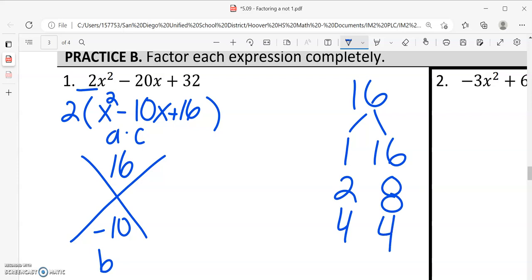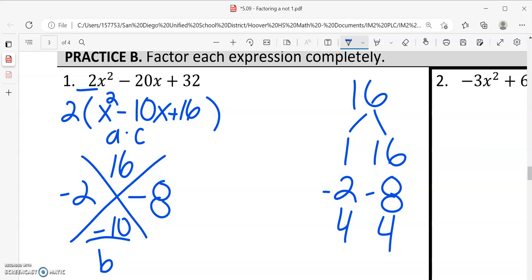There's our factor tree. How do we get to 10? 8 plus 2, right? But we want to get to negative 10. So what must our numbers be? They're both negative. Okay, because if they're both negative, they still multiply to 16, and they both add to negative 10.